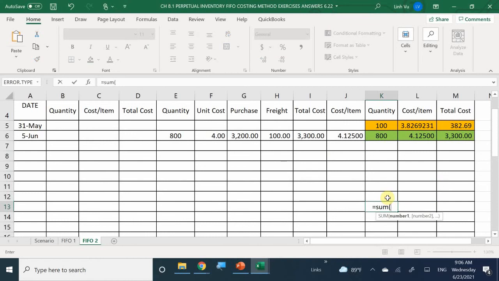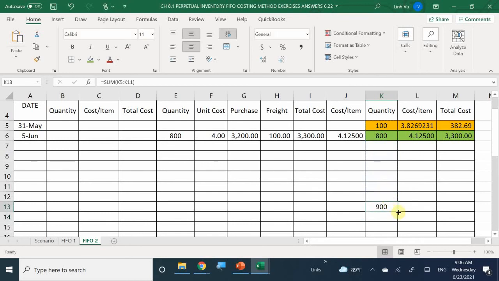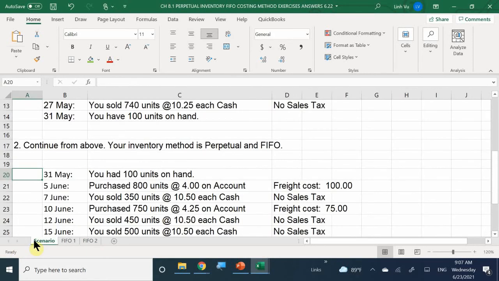After making this purchase of inventory, I now have a total of 900 units, costing me a grand total of $3,682.69. Okay, so that's my goods available right there. This is what I have available to sell to my public, right? So that's just adding in my purchases. So let's go ahead and see what happened next. What happened on June 7th?